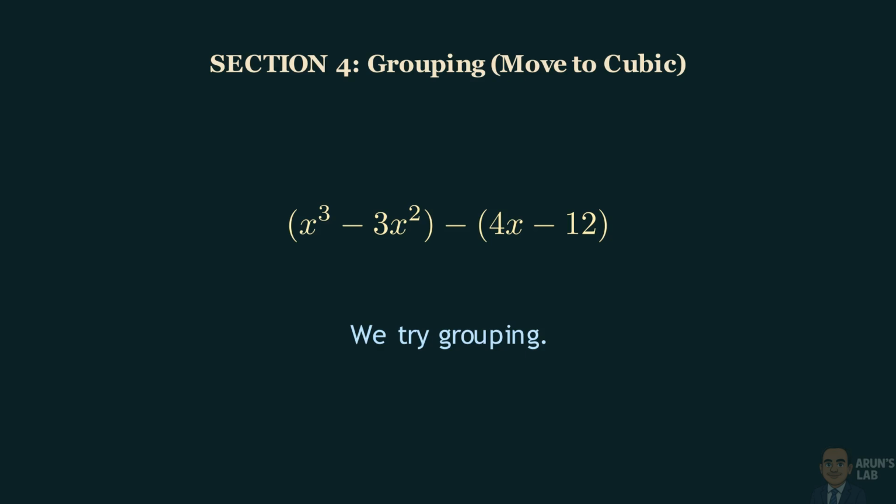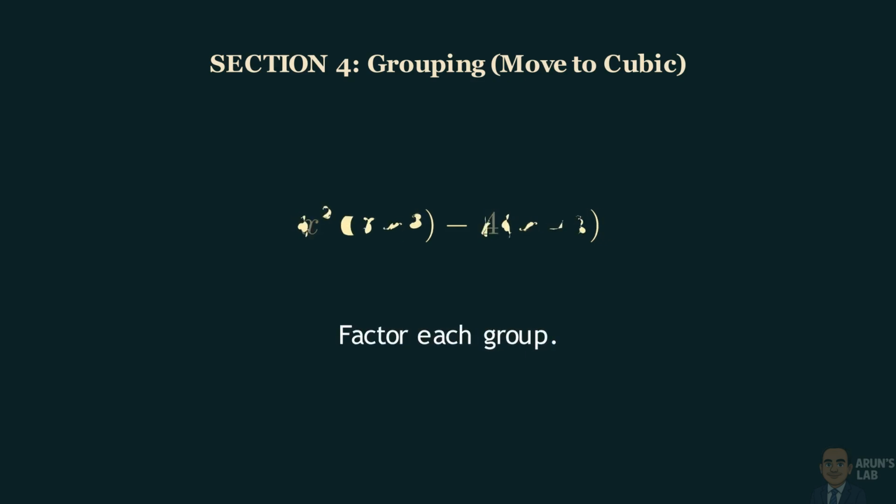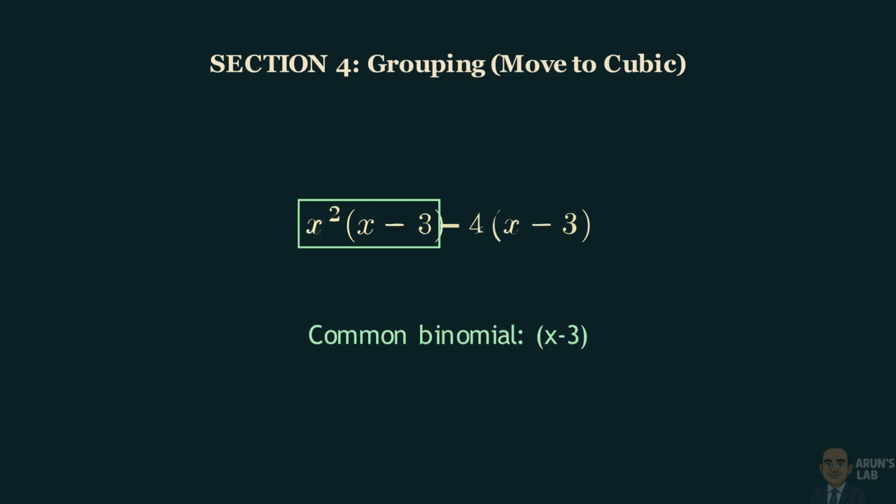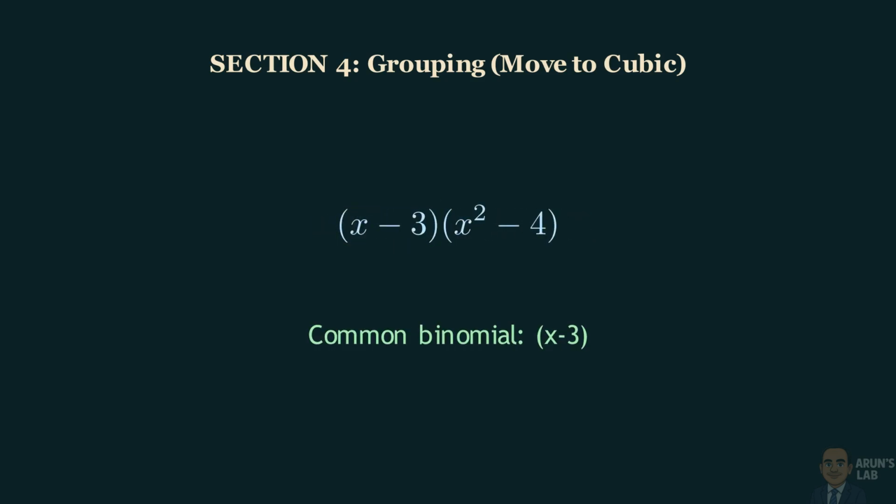Let's continue. Factor each group. So x^2 taken out from the first group and 4 taken out from the second group. So it will be x^2 times (x - 3) minus 4 times (x - 3). See, (x - 3) is a common term on both sides. So take out (x - 3), and we get (x - 3)(x^2 - 4).